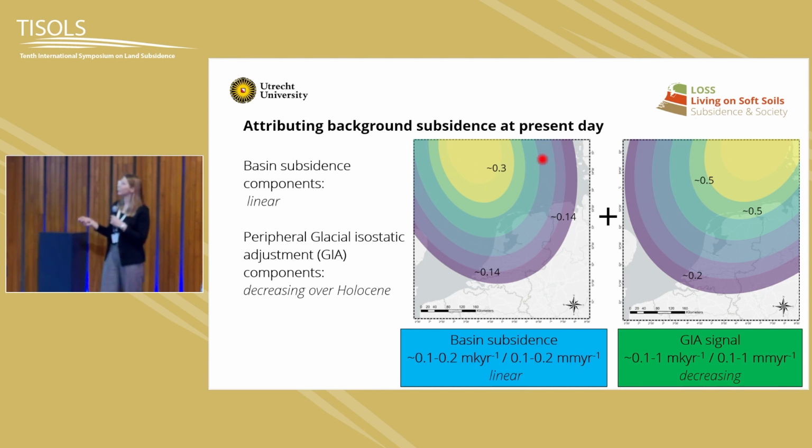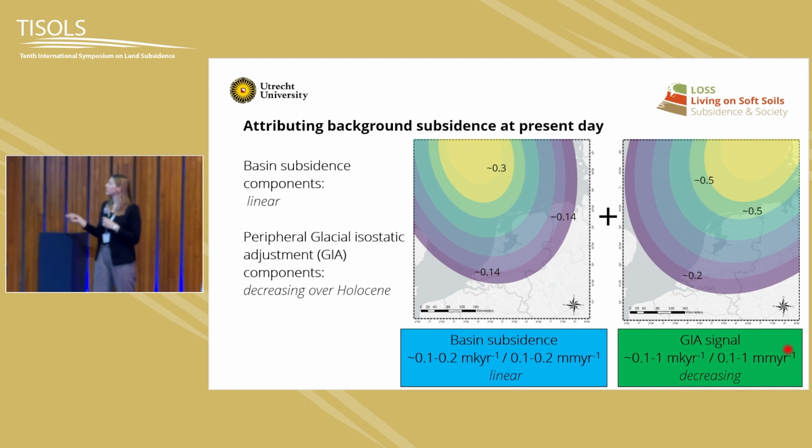So on the left, I've put the basin subsidence component, which is roughly at the rate of 1 to 2 decimeters per 1,000 years, or 0.1 to 0.2 millimeters per year. And this rate is stable throughout the Holocene.